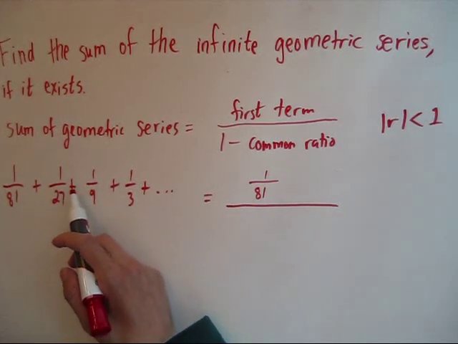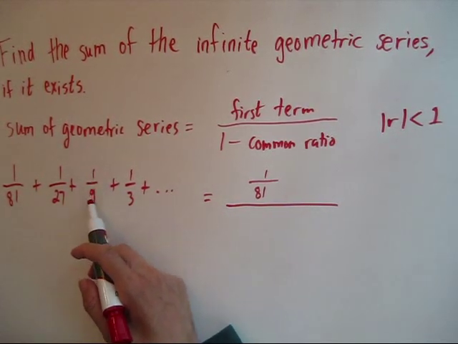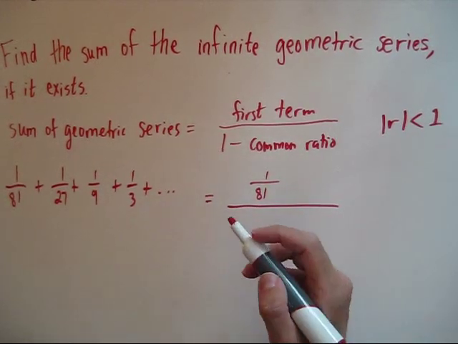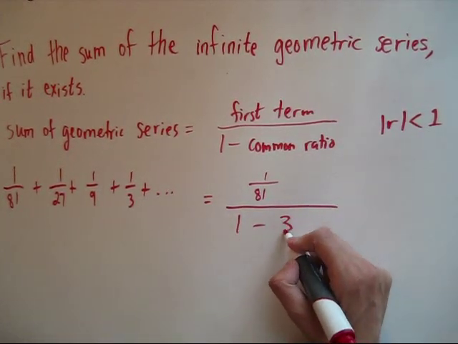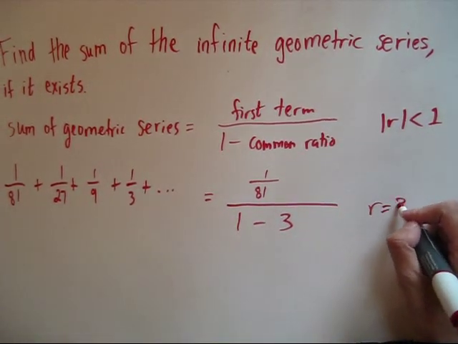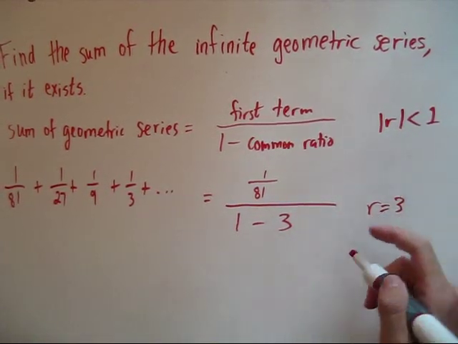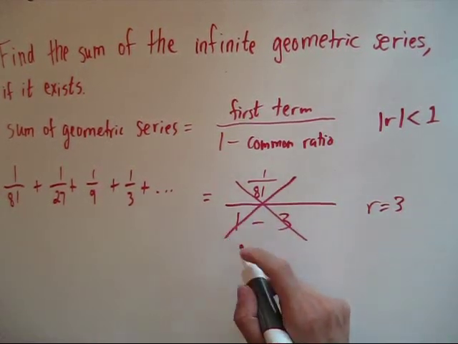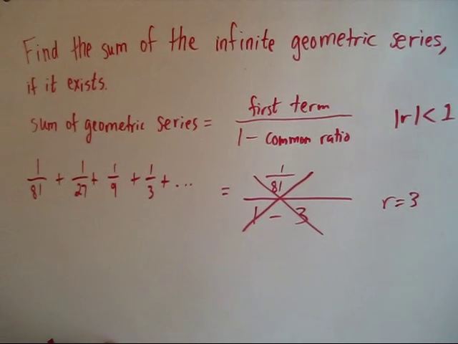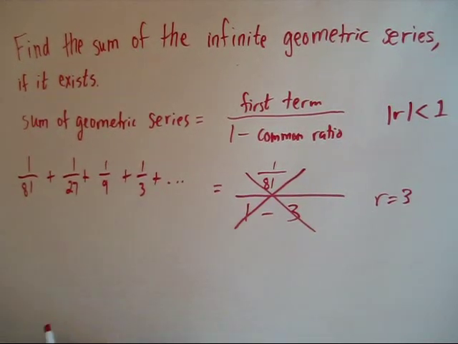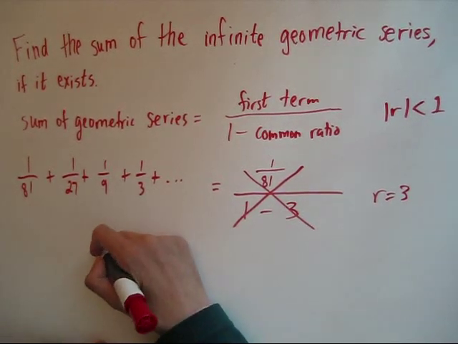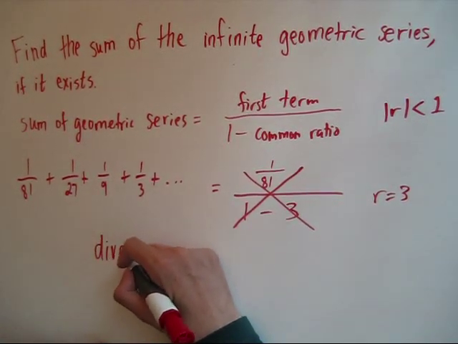1 over 27 times what gives you 1/9. 1/9 times what gives you 1/3. The answer is 3. That's our common ratio. So we might put a 1 minus 3 here. However, r equals 3, but the absolute value is not less than 1. So this is incorrect. In fact, it gives you a negative number, and this is all positive numbers that you're adding. This actually goes to infinity, in case you're wondering. So this one is divergent.